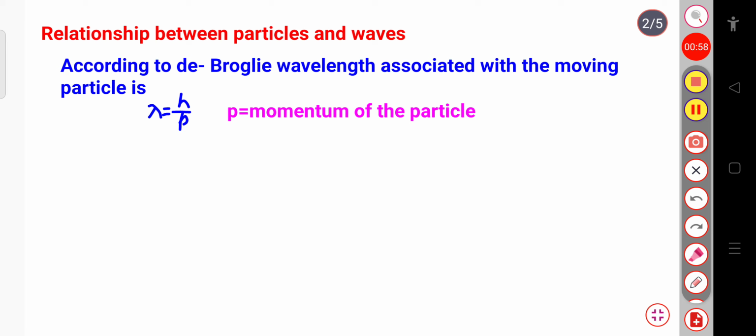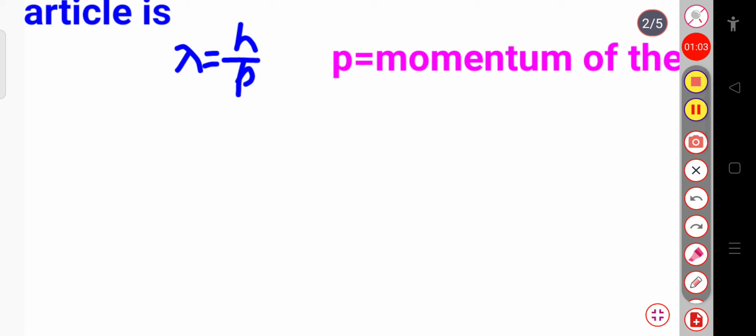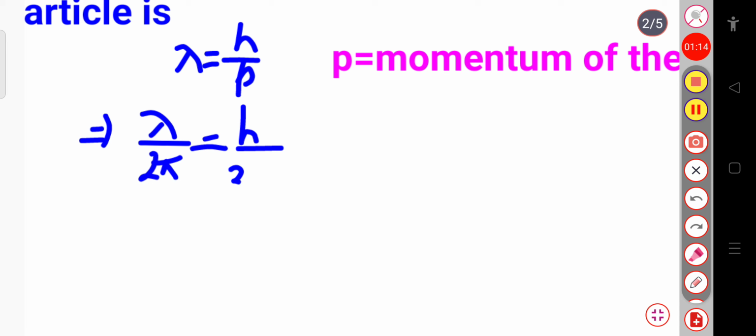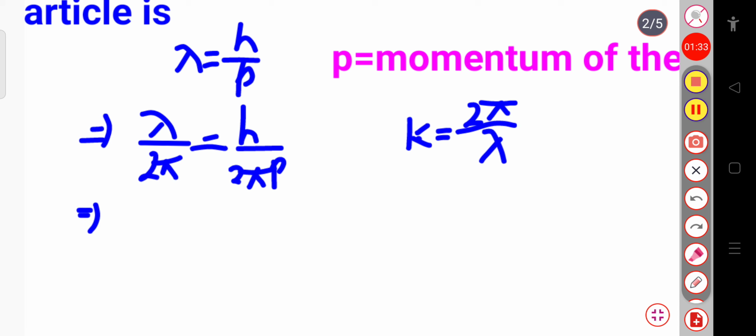Now, if I divide both the left-hand side and the right-hand side by 2 pi, then lambda divided by 2 pi will be equal to h divided by 2 pi into p. And we know the wave vector k is equal to 2 pi divided by lambda. So lambda by 2 pi will be equal to 1 by k.